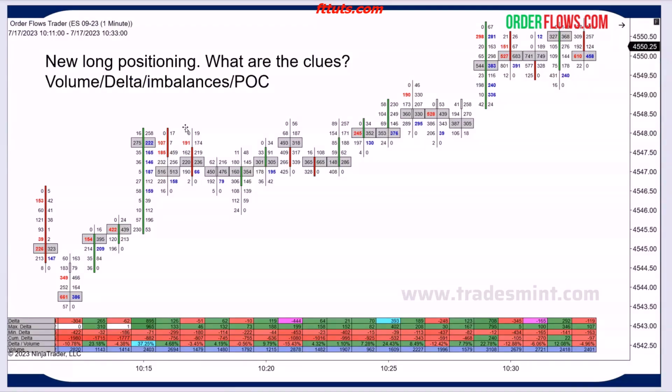So new long positioning, what are the clues, right? You're going to look at volume, delta, imbalances, point of control. Volume, that's a simple one, right? It's got nothing to do with order flow per se. It's been part of the Dow theory for a long time. As the market is gaining strength, volume is going to increase. Obviously, you're going to be looking at delta increasing as well, strong delta, like this bar right here. You're going to be looking at the imbalances, and what's point of control doing? Point of control is migrating higher in the bar. Because imagine, this bar opened up down here, right? Point of control started at the bottom, it's closing up near the top. So it's migrating higher.